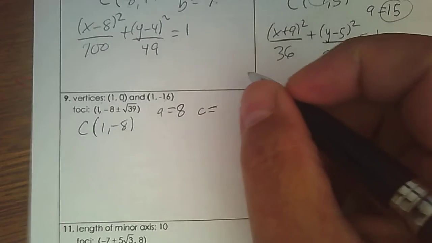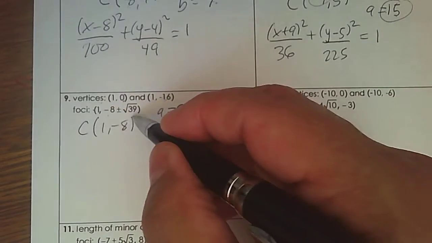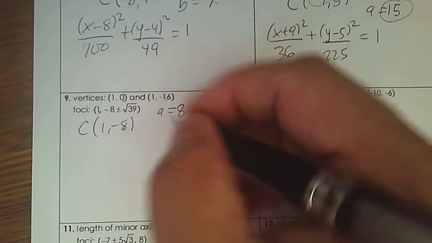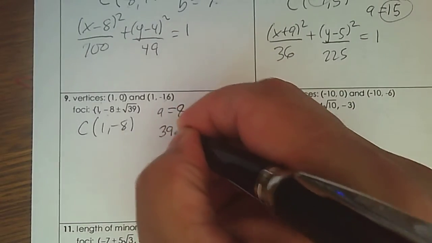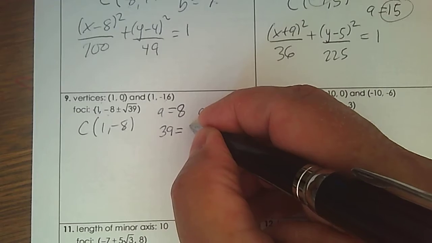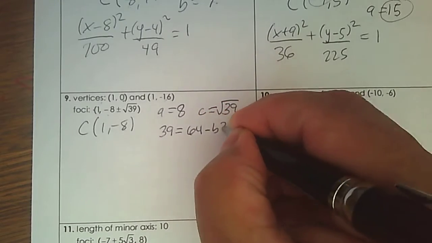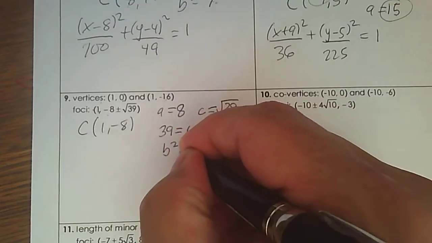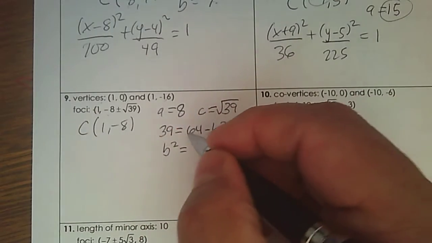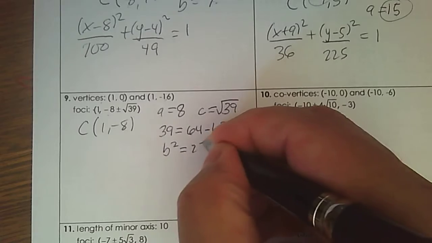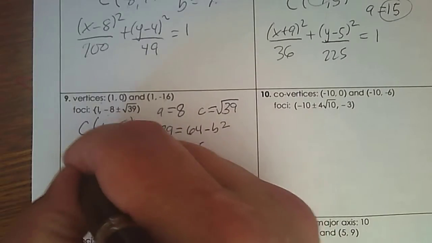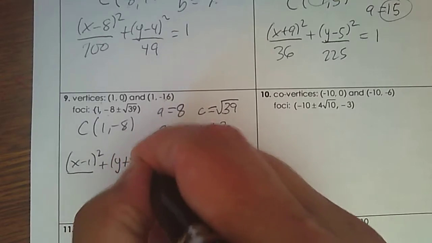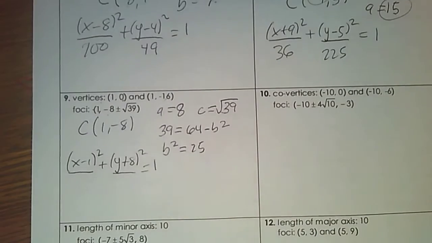Little c, for the foci, look at 1 and -8. The c then would just be the square root of 39. So I know that c squared is equal to a squared minus b squared. So I just plug it right in. And then to get b squared by itself, I'd add b squared, subtract 39, and you have everything that you need. So x subtract 1 squared, y plus 8 squared, and then the denominator.